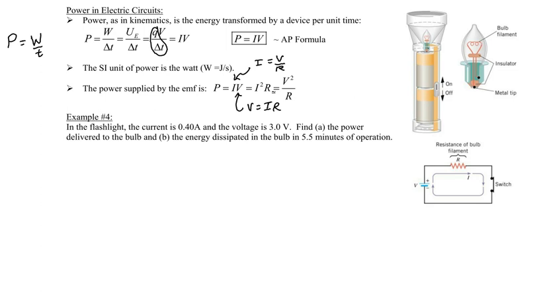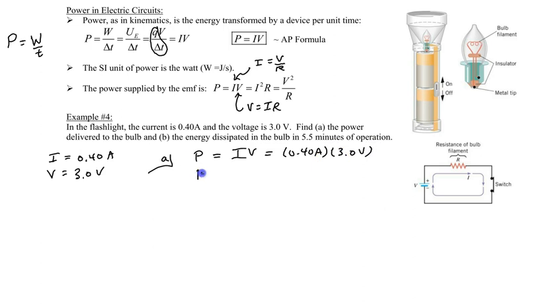So now let's get on to example number 4. We have a flashlight drawing a current of 0.4 amps through this bulb or filament. So our current is 0.40 amps. The voltage across the circuit element is 3 volts, and we're asked to find the power. And so the power is simply calculated by current times voltage. That's 0.40 amps multiplied by 3 volts, and that gives you 1.2 joules per second, or 1.2 watts.